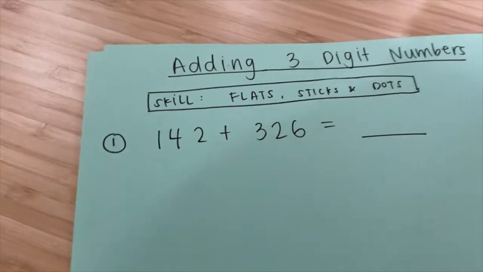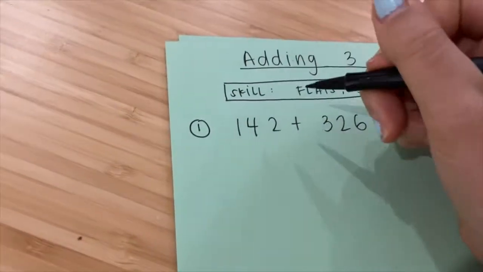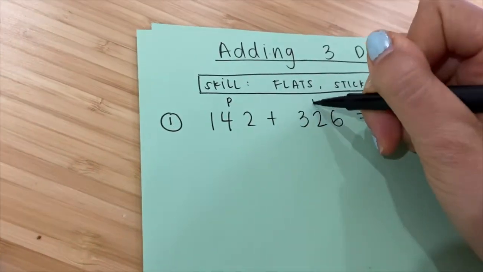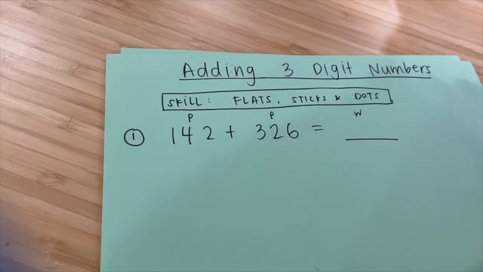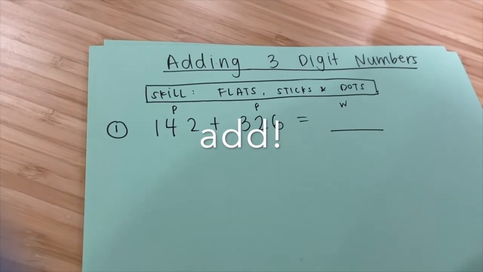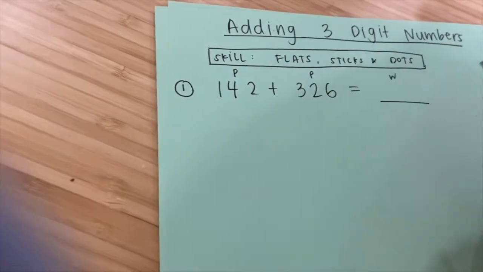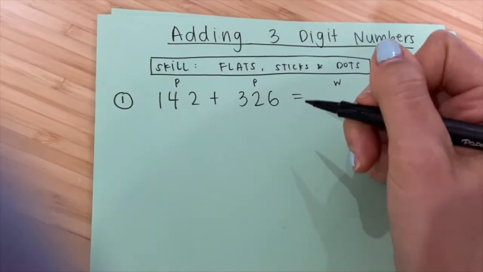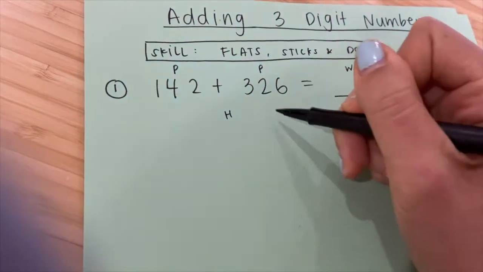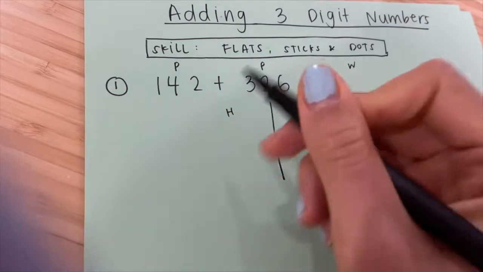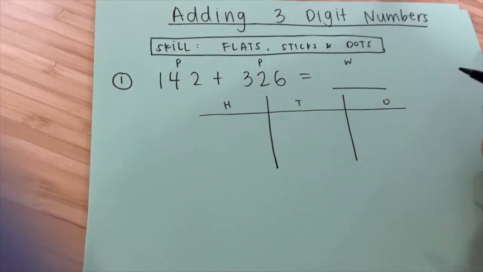Okay, the next thing I'm going to do is I always have to label my number sentence. So I'm going to label it part and whole. I'm missing my whole. When I'm missing my whole, I need to add. I'm going to use flats, sticks, and dots to add these two numbers. Something Miss Kim likes to do to keep her work organized is to create a hundreds, tens, and ones chart, so I can keep my flats, sticks, and dots organized.